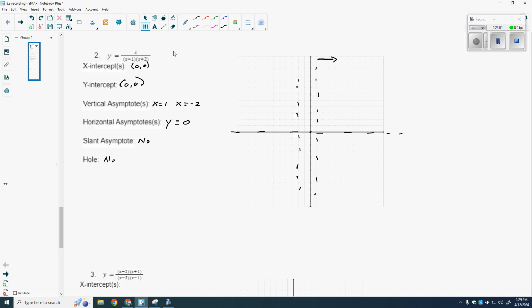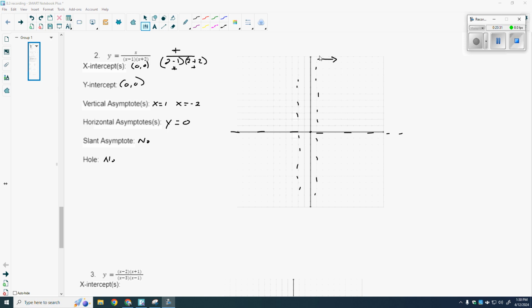All right, so plugging in a number bigger than 1. How about 2? Putting in 2 on top gives me a positive number on top. Putting 2 into x minus 1: 2 minus 1 is positive, right? 2 plus 2 is positive, right? So a positive divided by a positive will always be positive.